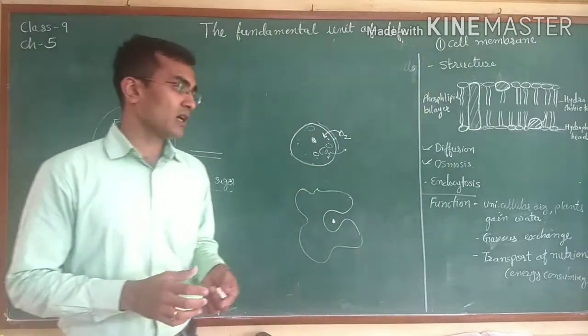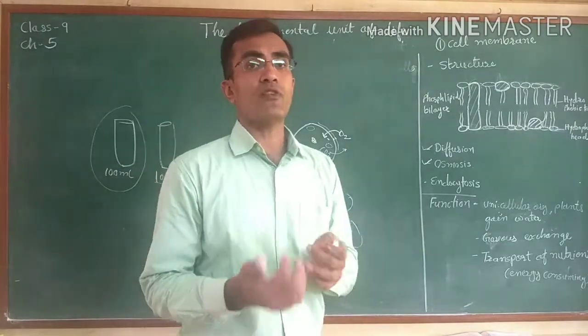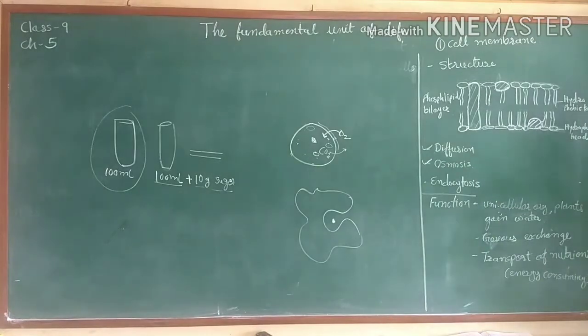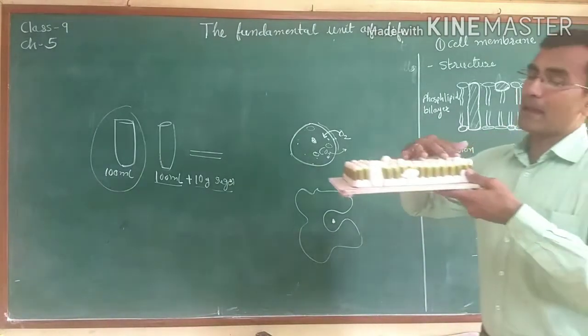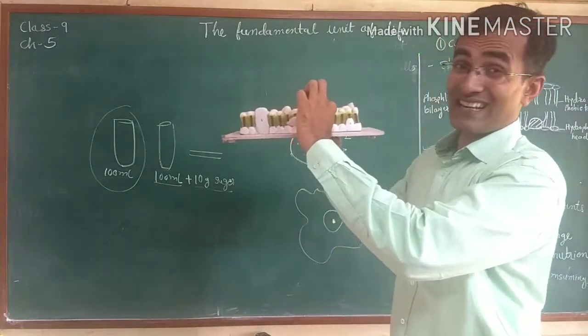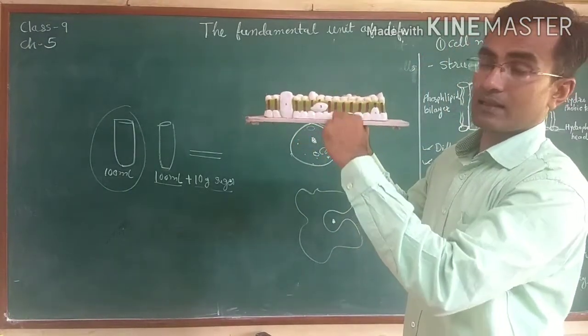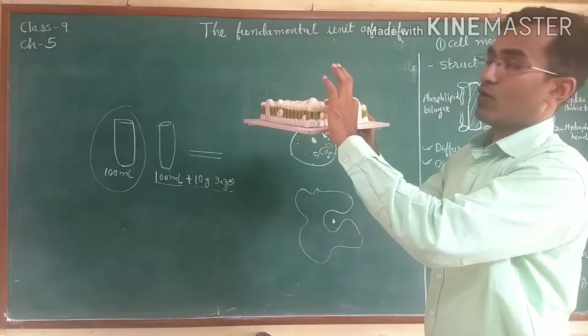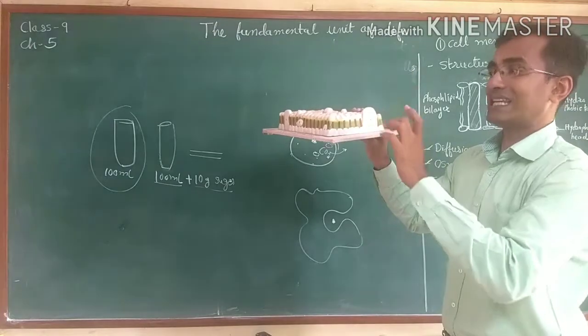Now we talk about the function. Before we talk about the function, I will show you the structure of the cell membrane. As I said, this cell membrane is made up of a bilayer: the first layer on the top and the lower layer. These two layers are called the phospholipid bilayer.